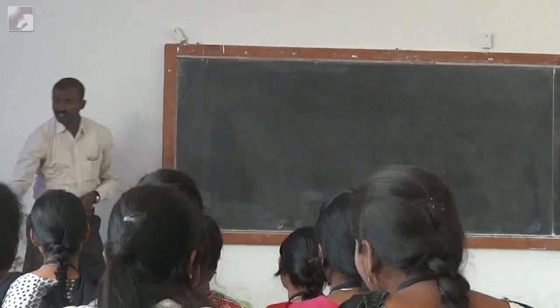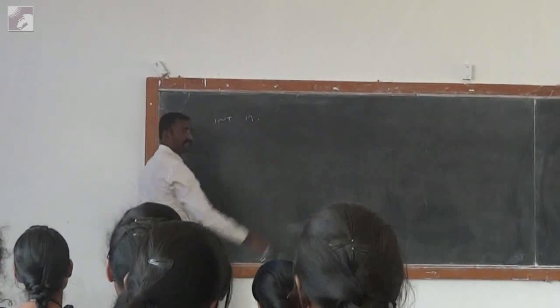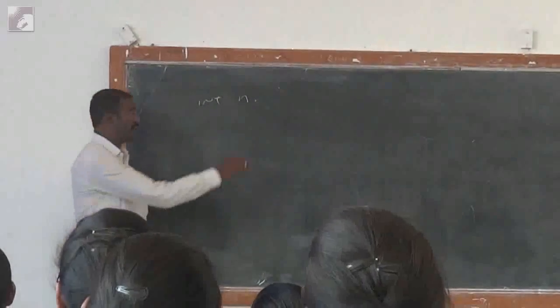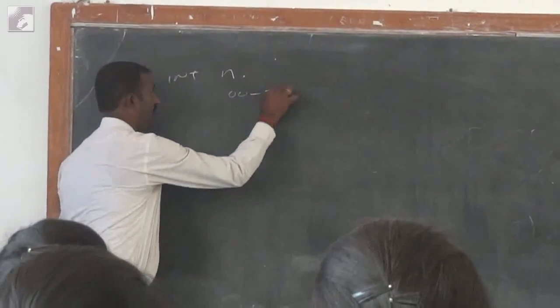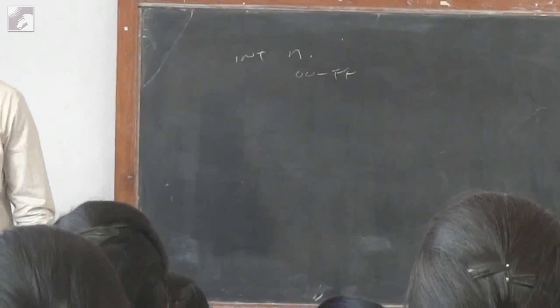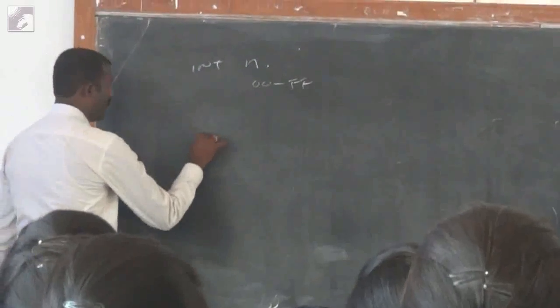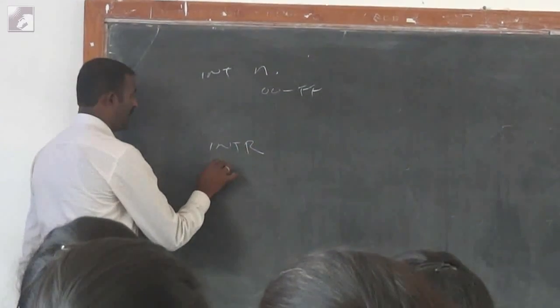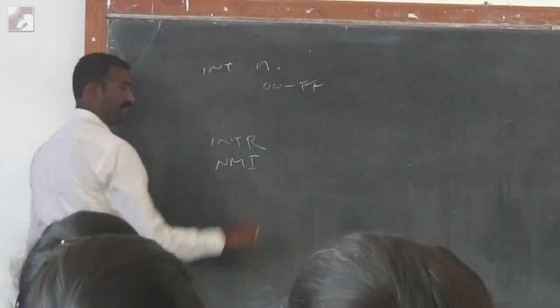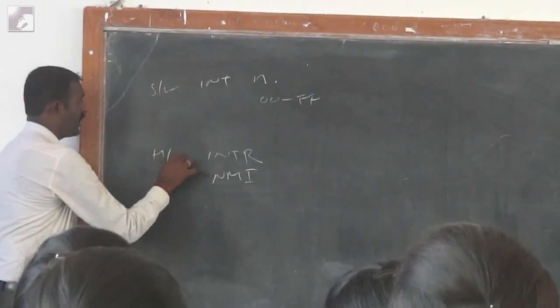So now, what are the sources of software interrupts? It is INT M, where it is 002 FF. Now, what are the hardware sources? One is INTR and the other is NMI. So this is what software interrupt, this is hardware interrupts.